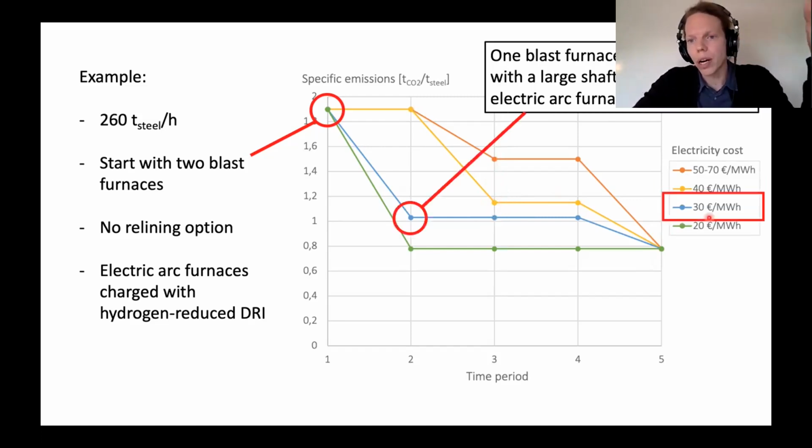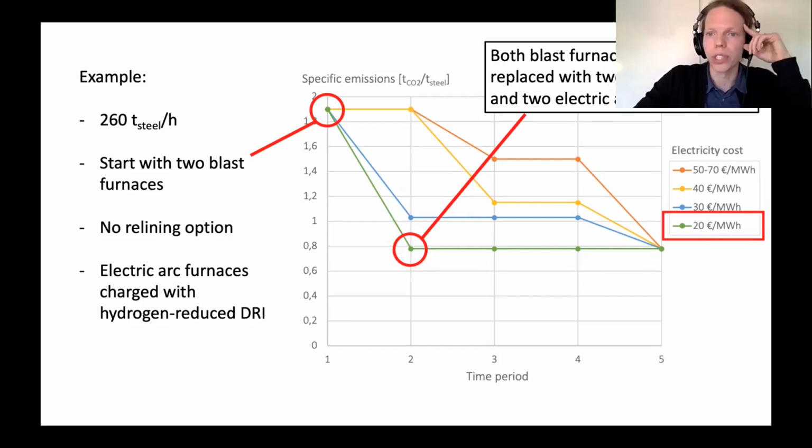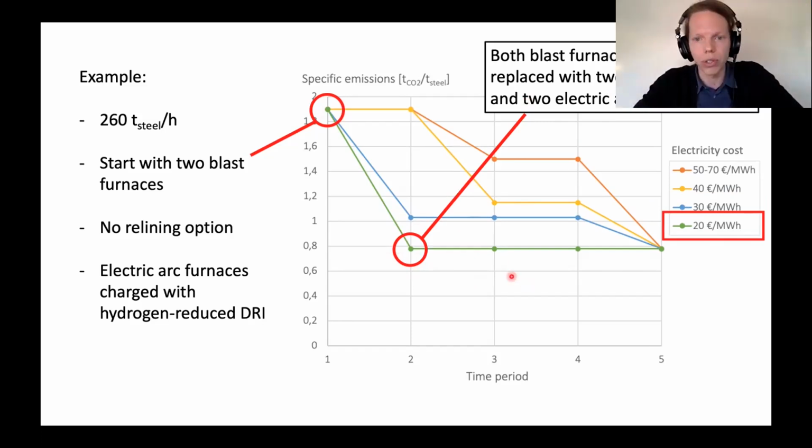With 30 euros per megawatt hour, we already get a situation where after 5 years one of the blast furnaces is replaced with a shaft furnace and electric arc furnaces, as this is already economical with these lower electricity prices. And with 20 euros per megawatt hour, the most economical solution, given the options that we have here, is to directly replace both blast furnaces with 2 shaft furnaces and 2 electric arc furnaces. So we see these different configurations in these solutions.